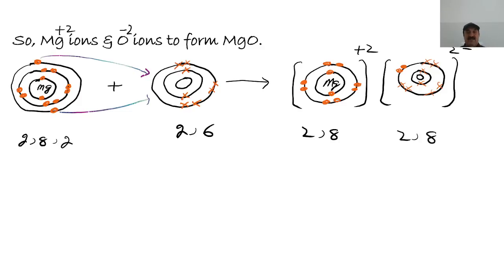Now Mg plus 2 and O minus 2 ions attract each other to form ionic bonding. In MgO, Mg loses these 2 electrons and oxygen gains 2 electrons to form Mg plus 2 and O minus 2. So Mg plus 2 and O minus 2 attract each other electrostatically to form ionic bonding.